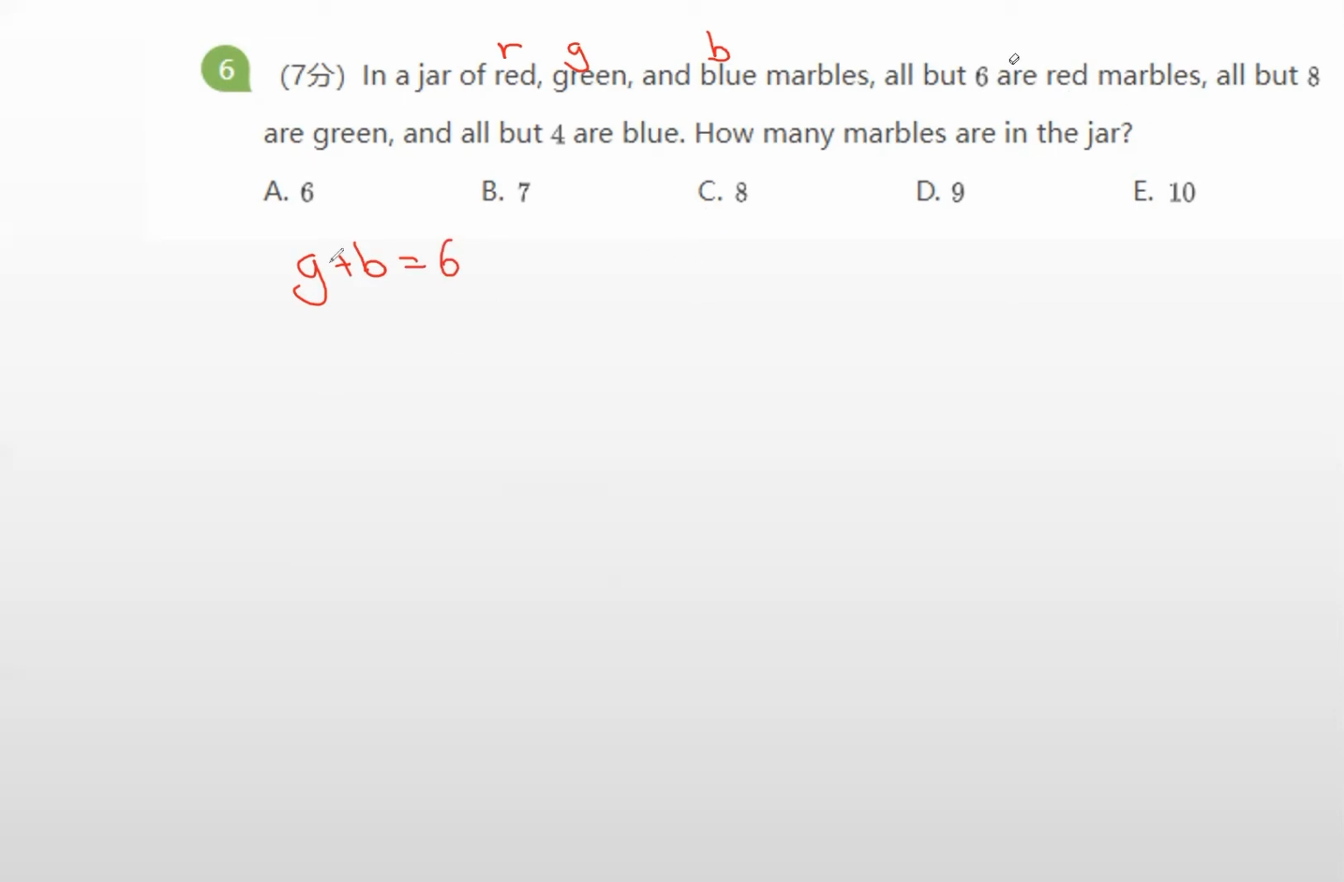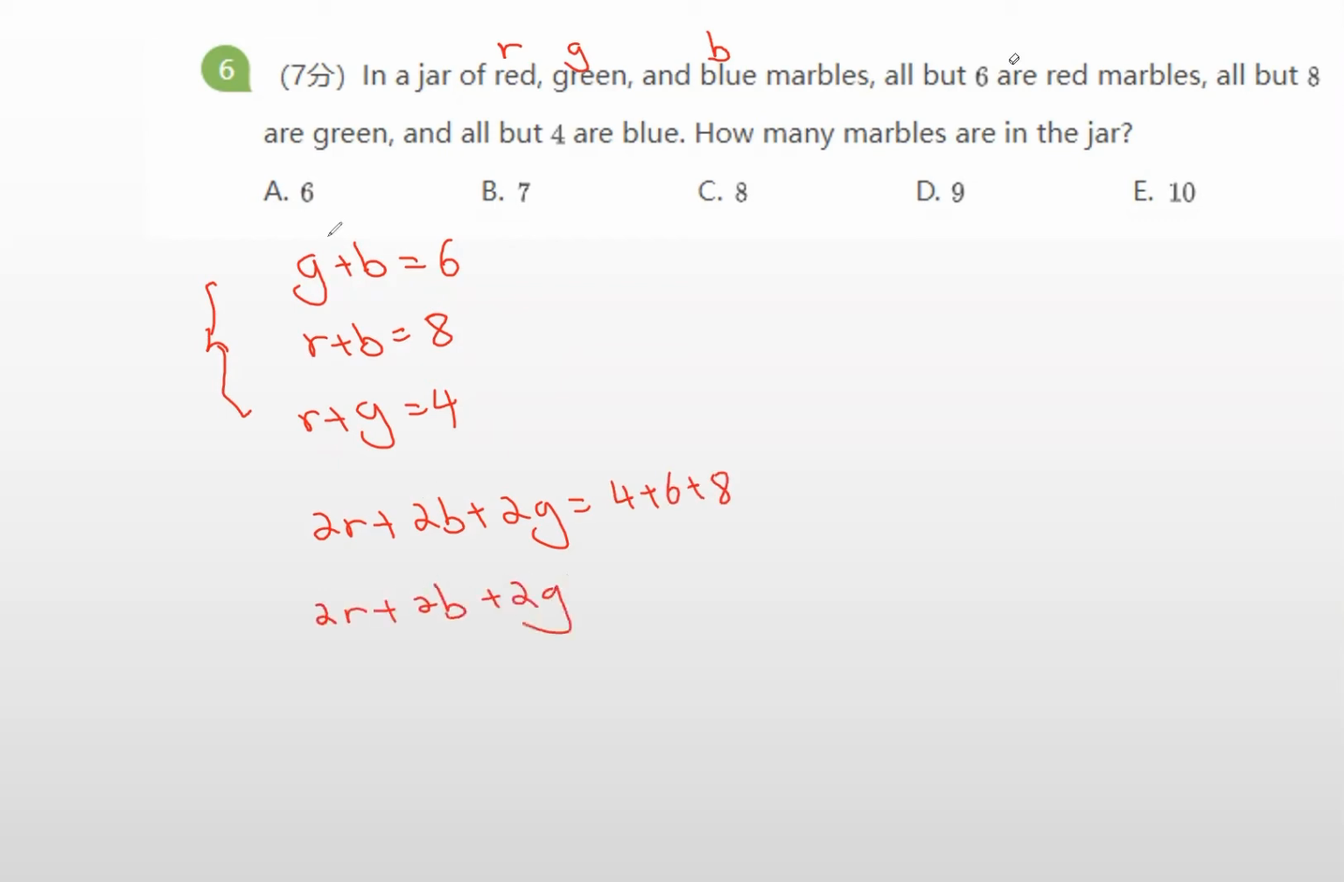Also, we have all but 8 are green. So that's red plus blue equal to 8. Also, we have all but 4 are blue. So that's red plus green equal to 4. So we got 3 equations. Now, if we add these 3 equations all together, we're going to have 2 red, 2 blue, 2 green equal to 4 plus 6 plus 8. So we add them together, we get 18. So red plus blue plus green, we divide both sides by 2. So we get red plus blue plus green is equal to 9.